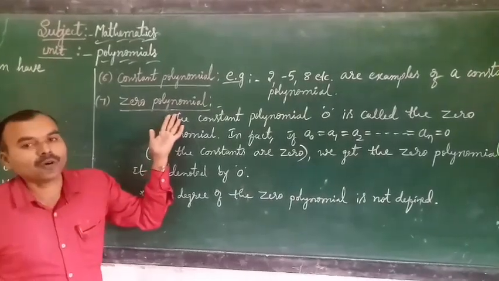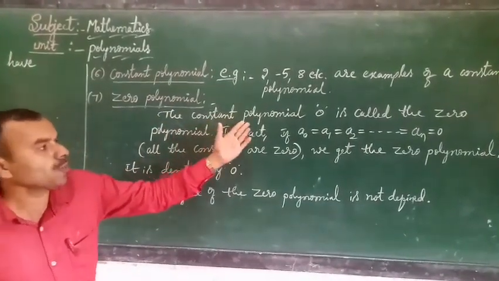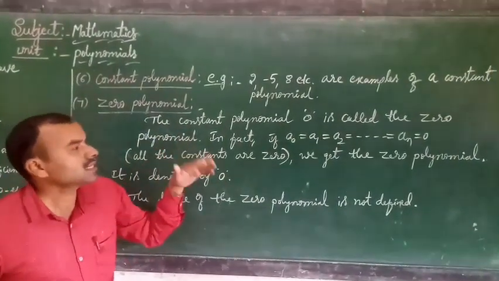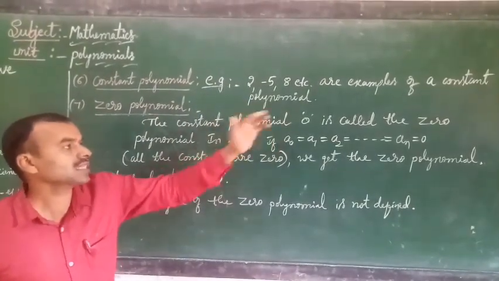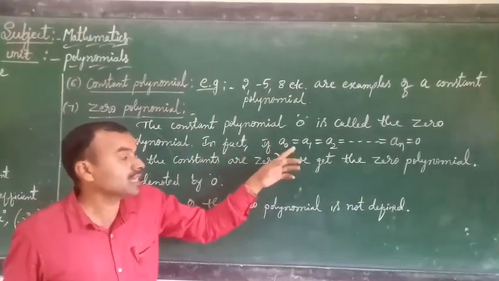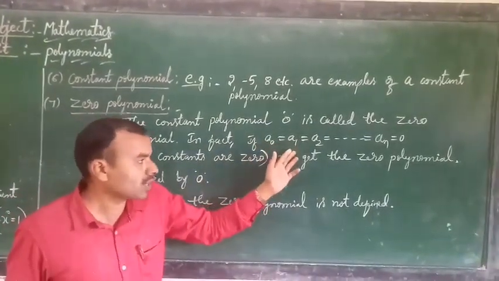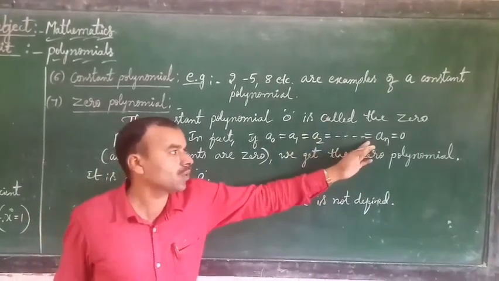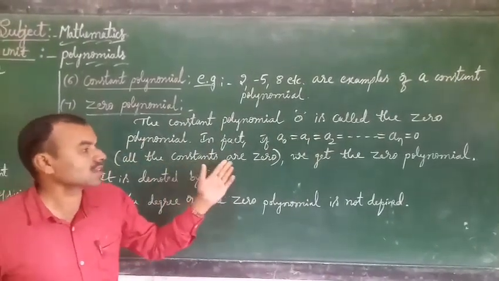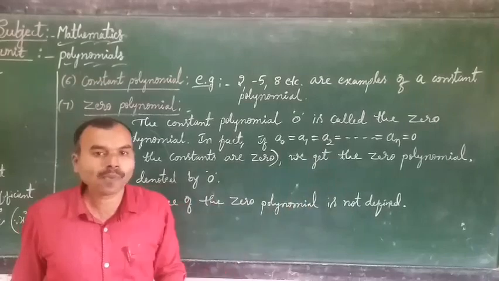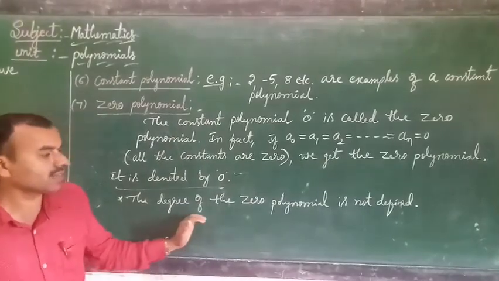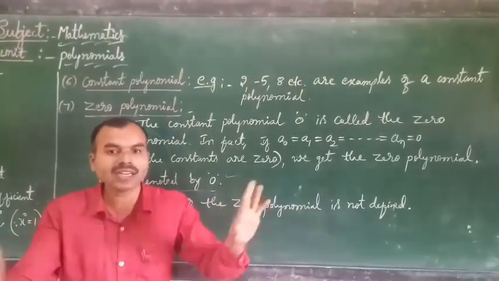Next, zero polynomial. The constant polynomial 0 is called the zero polynomial. Instead of a number we write 0, that is the constant polynomial. In fact, if a0 equals a1 equals a2 equals up to an equals 0, so all the constants are 0, we get the zero polynomial. It is denoted by 0. The degree of the zero polynomial is not defined.